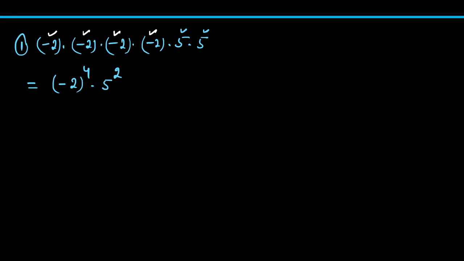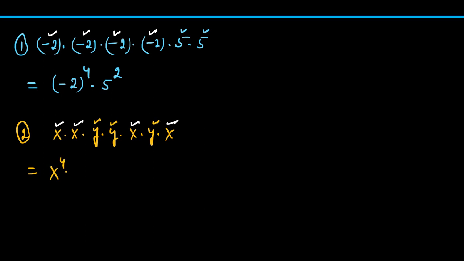I can take another example. The second example is, let's say instead of numbers, now we have variables: x times y times y times x times y times x. So clearly you can see here x is repeating 4 times, so we can write it as x power 4, and y is repeating 1, 2 and 3 times, so we can write it as y power 3. So that is the second example in this case.